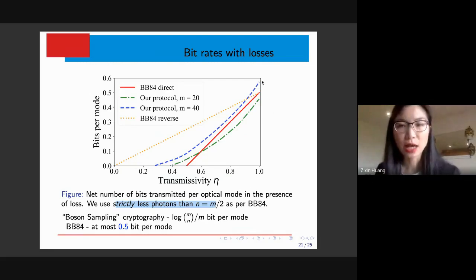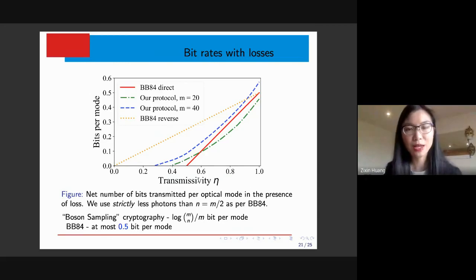Now we see that our protocol for m equals 40 already does better than BB84 for all levels of the transmission parameter. And we expect the curve to do something similar when we go to reverse reconciliation.